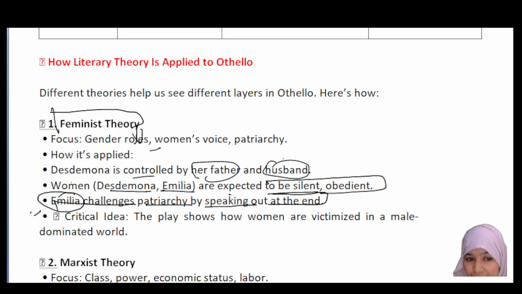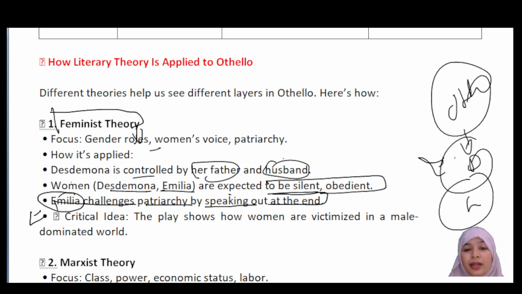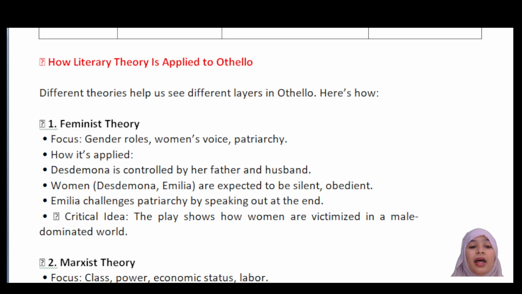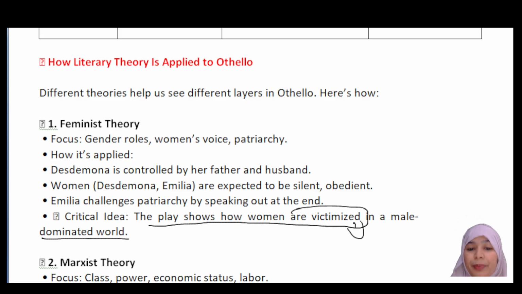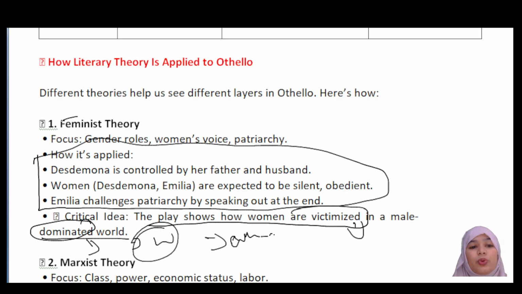At the end of the play, we can see how Emilia challenges patriarchy; she openly tells Othello, how could you do this to Desdemona? She's completely innocent. Without knowing her, you killed her. She openly speaks to Othello. So here we can see the exact critical idea: the play shows how women are victimized in a male dominated society. We can see the domination of patriarchal society in that literary work. In that work we can criticize it and use the methods. That is what is called theory.